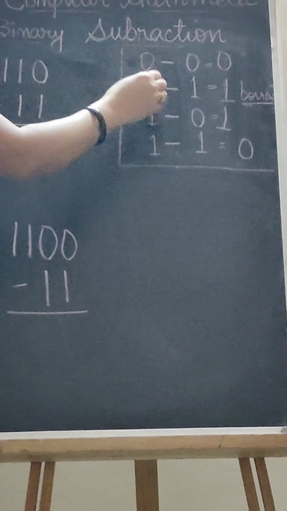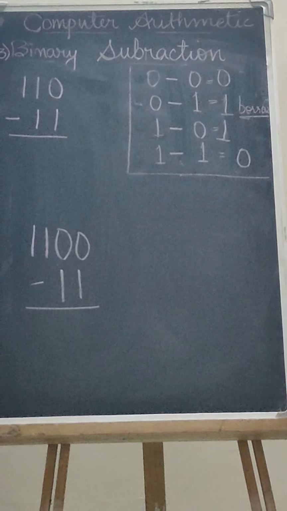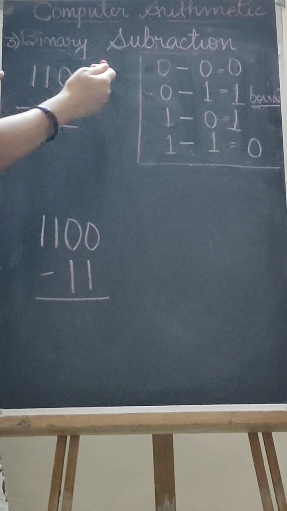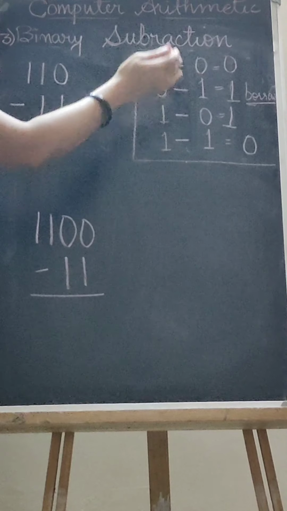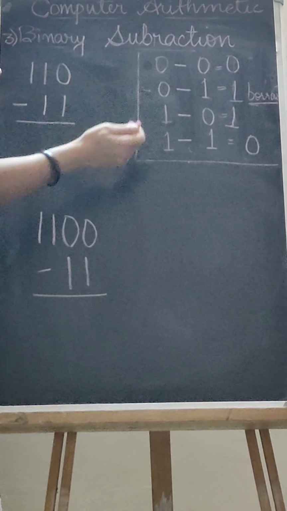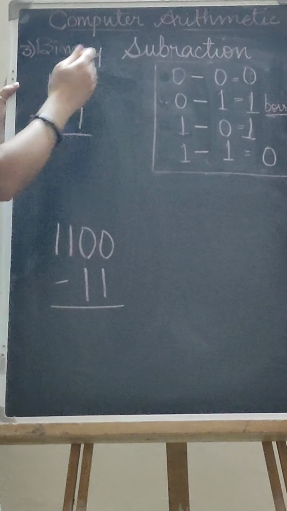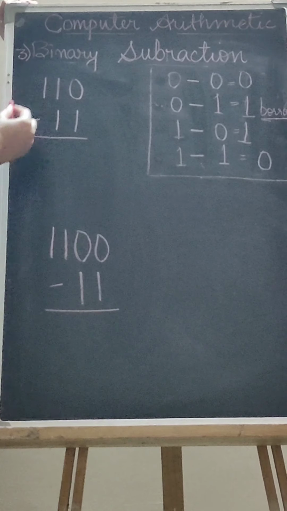Here we cannot subtract any digit from 0. So in normal subtraction also we used to take borrow. So in this also we have to take borrow from the next digit. I'll explain this in this example. You will come to know how to take borrow. Now let's start this example.